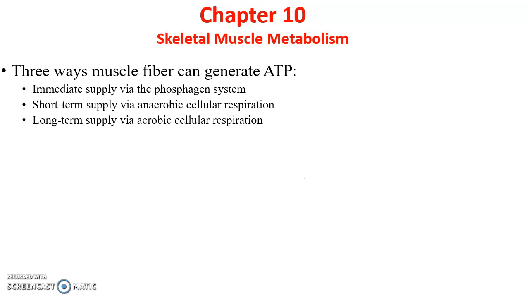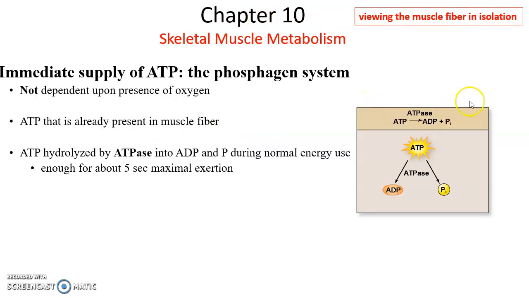All right, skeletal muscle metabolism. There are 3 ways that a skeletal muscle fiber can generate ATP. It can be super fast, immediate from the phosphagen system, basically the ATP that's already ready to go. Short-term supply from anaerobic cellular respiration, inefficient but still able to generate energy. And then long-term by aerobic cellular respiration using the mitochondria. That's our gold standard.